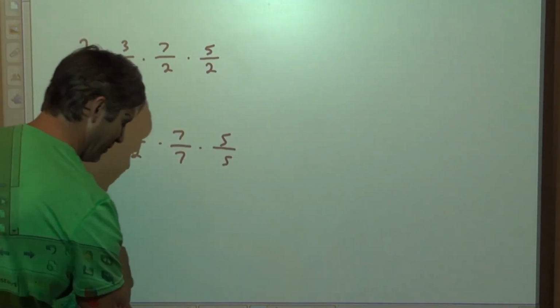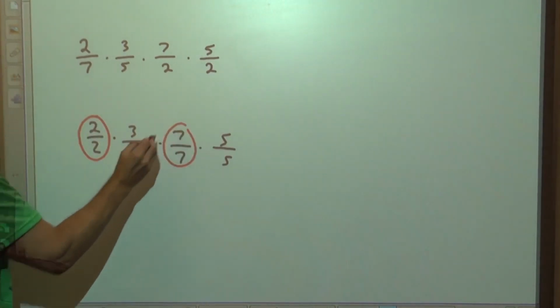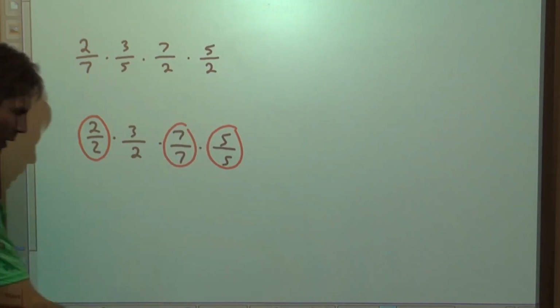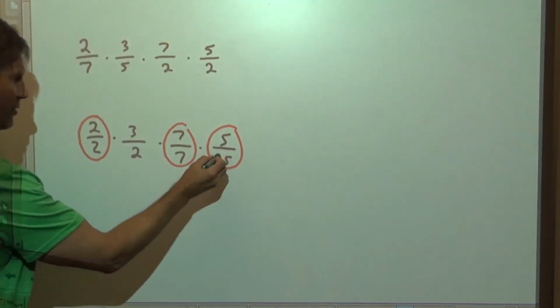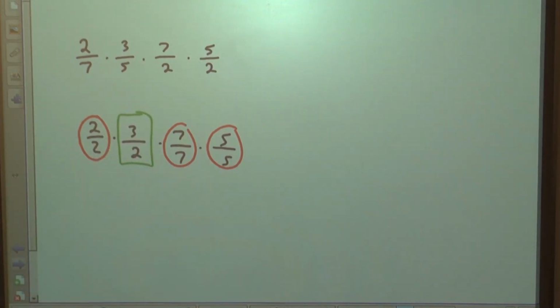And look what we have. What's 2 divided by 2? It's 1. 7 divided by 7 is 1. 5 divided by 5 is 1. All you're left with, because you keep multiplying by 1, is this bad boy right here. The final answer would be 3/2.